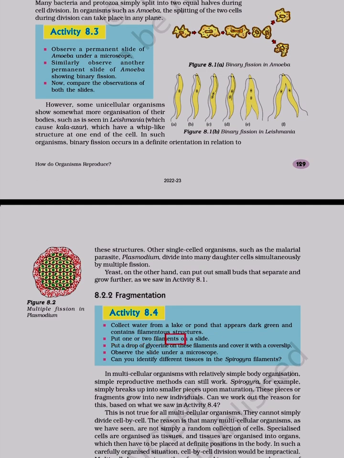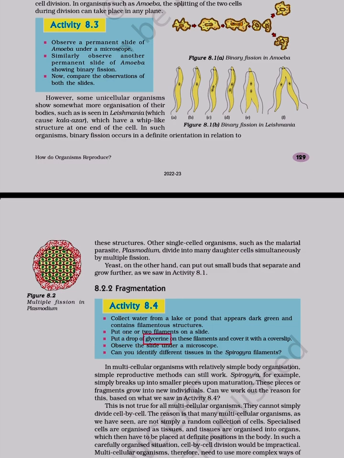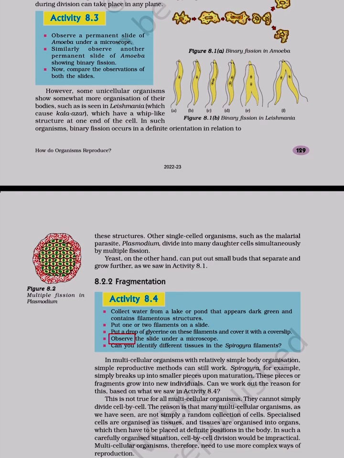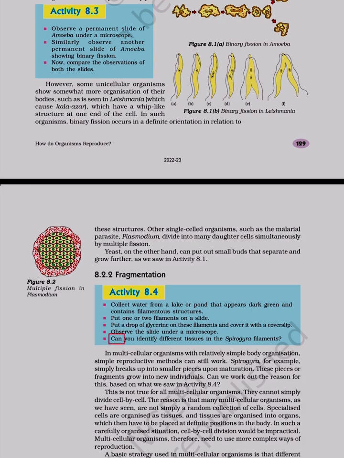8.2.2 Fragmentation. Activity 8.4. Collect water from a lake or pond that appears dark green and contains filamentous structures. Put one or two filaments on a slide. Put a drop of glycerine on these filaments and cover it with a cover slip and observe the slide under a microscope. Can you identify different tissues in the Spirogyra filaments?